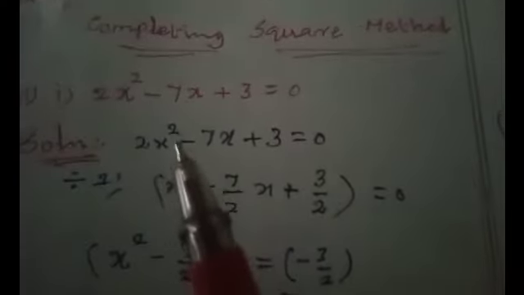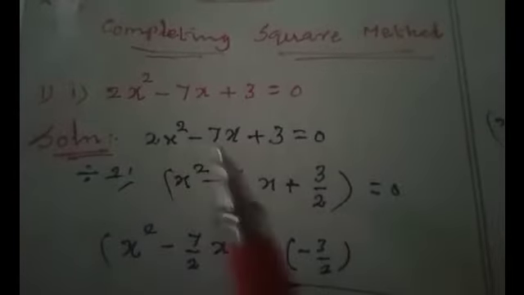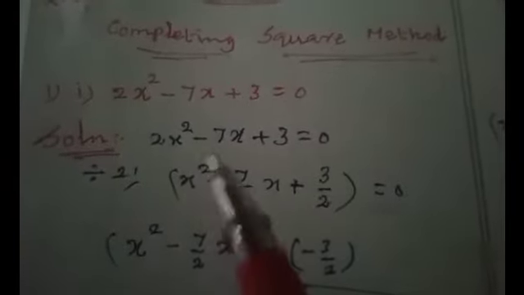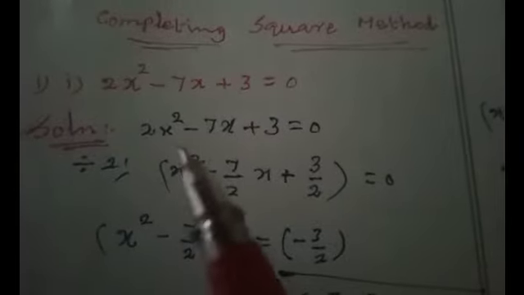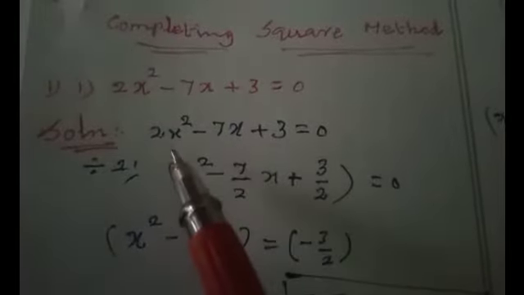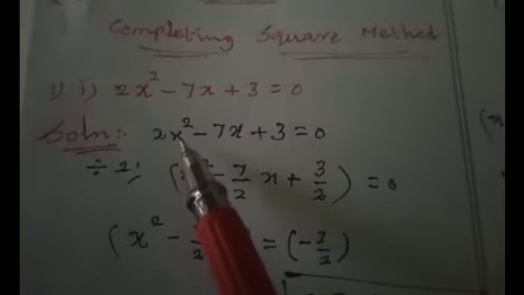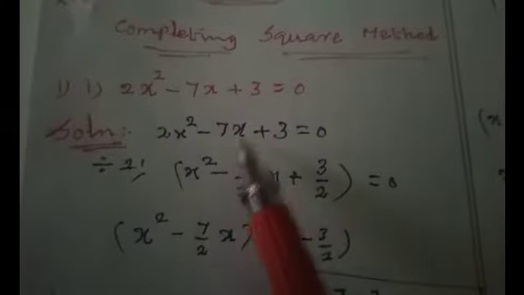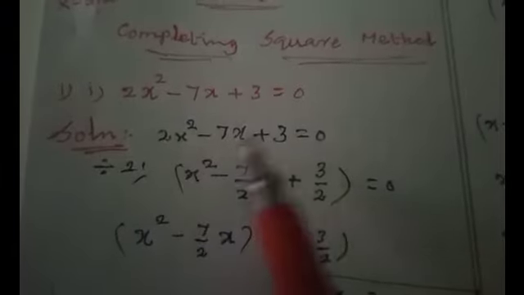Okay. First we have to write the question, that is 2x square minus 7x plus 3 is equal to 0. Then the first step is, let us look at the coefficient of x square. Here the coefficient of x square is 2, so we have to divide the entire equation by 2. If it is 5, we have to divide each term by 5. If it is minus 7, we have to divide each term by minus 7. Okay. So the coefficient of x square is 2, so we have to divide the entire term by 2.